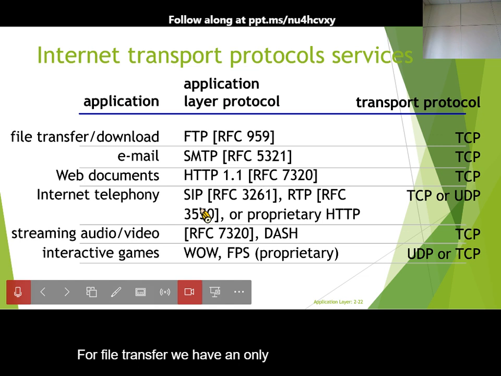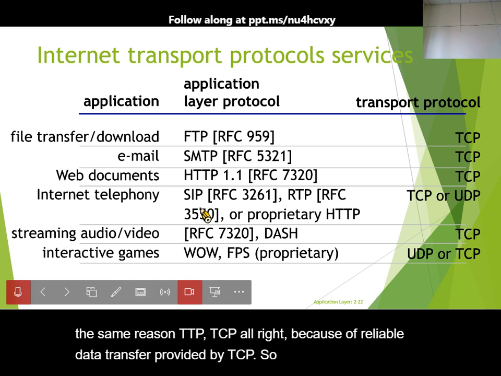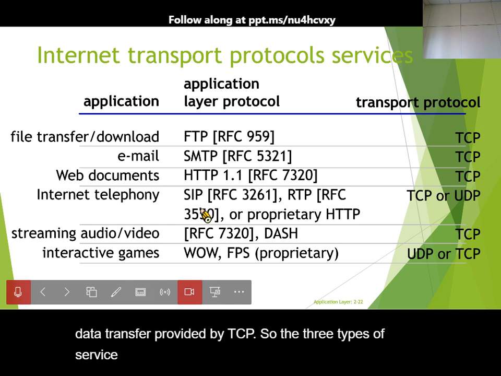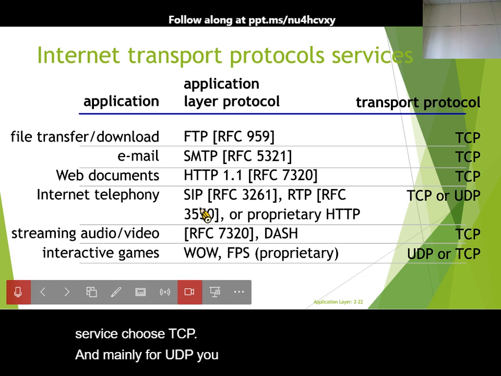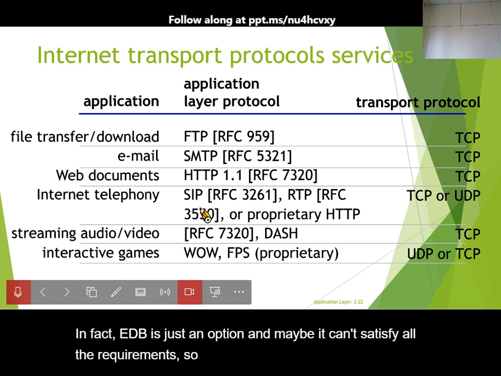Why? Yes, reliable. Reliability, then we choose TCP. And it should be the same reason for the others. All right. Because of the reliable data transfer provided by TCP, for these three types of service we choose TCP. And for UDP, you don't have any fixed UDP. Why? In fact, UDP is just an option, and maybe it does not satisfy all the requirements, so it doesn't mean we should choose UDP.